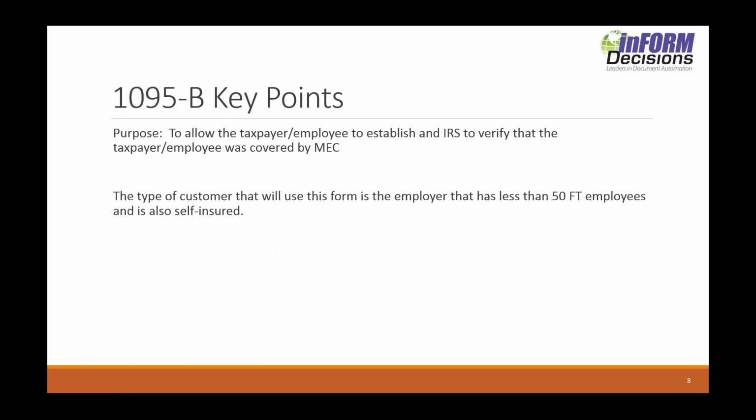Some key points about the 1095B: it allows the taxpayer or employee to establish, and the IRS to verify, we'll keep talking about that, that minimum essential coverage is being offered. The type of customer that will use this form is the employer with less than 50 full-time employees and self-insured. So self-insured, again, means the employer is the provider of the insurance. Not very common, but you may see some of those forms.